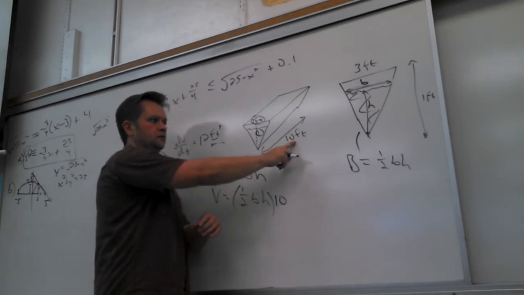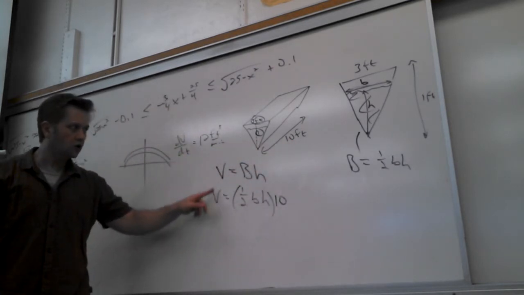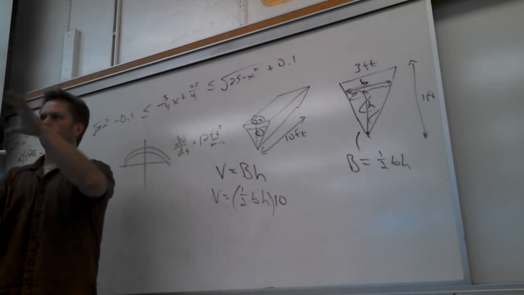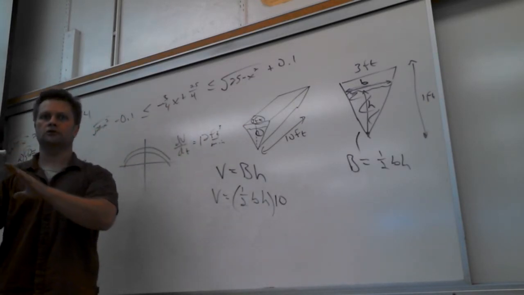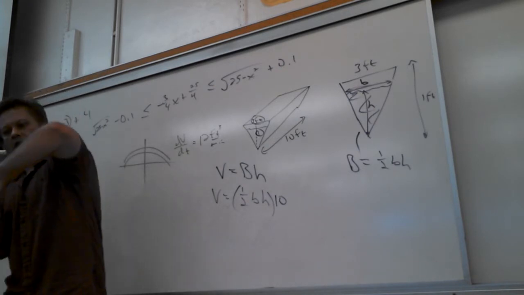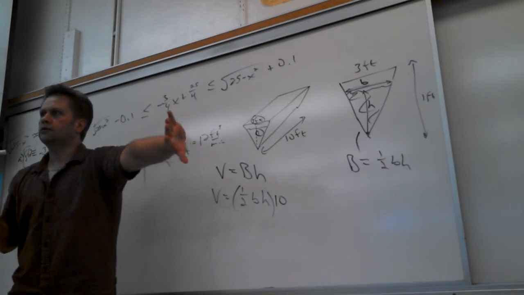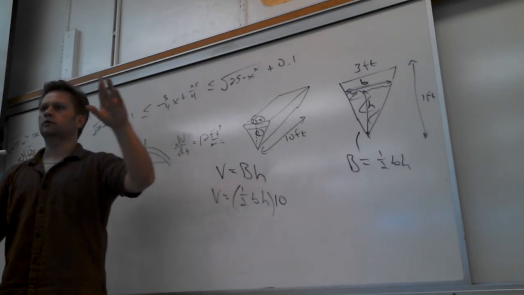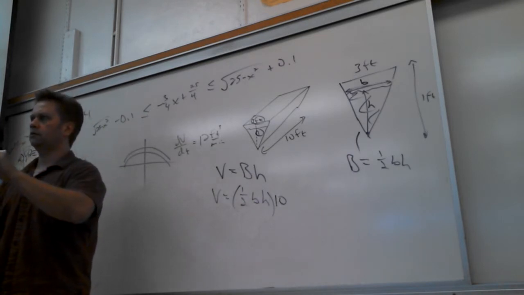It's 10. Right? So the volume of a prism, of any repeated shape, is the area of the base. So if you gave it a trapezoid, it'd be 1/2 base 1 plus base 2 times height times however long it is. That's how it works. Big B times H. The area of the base times the height.